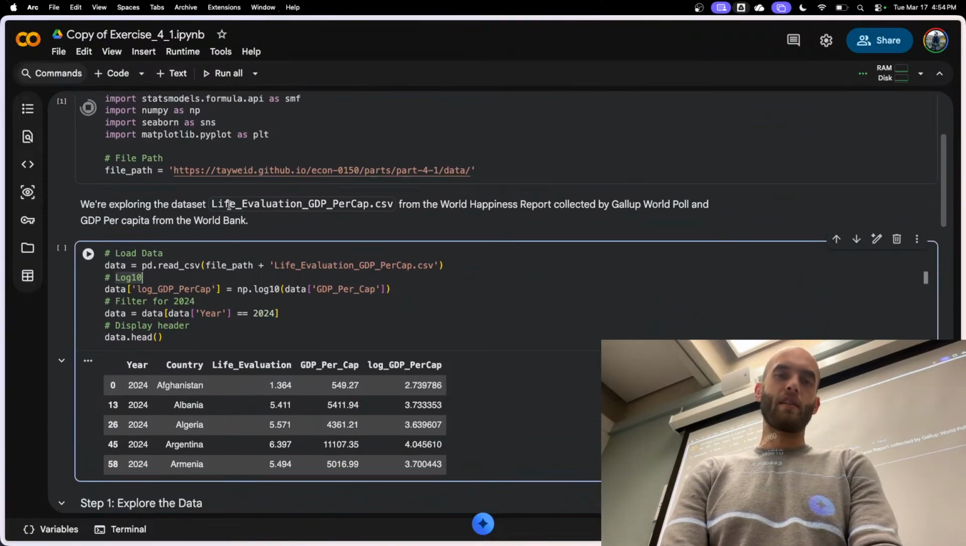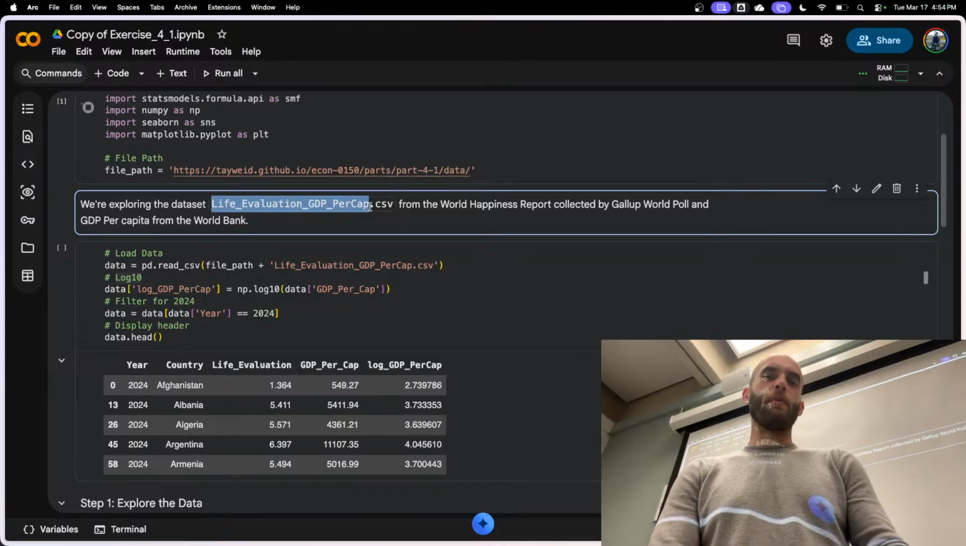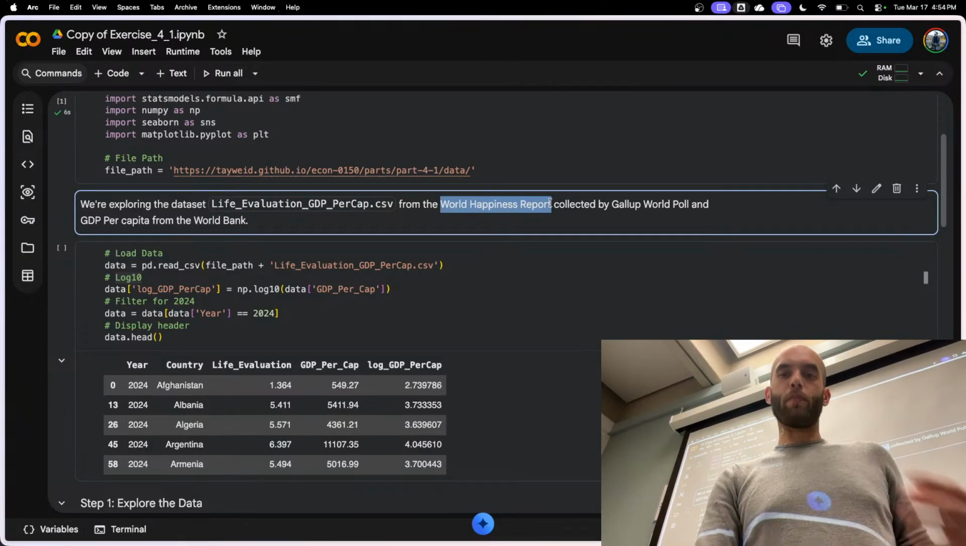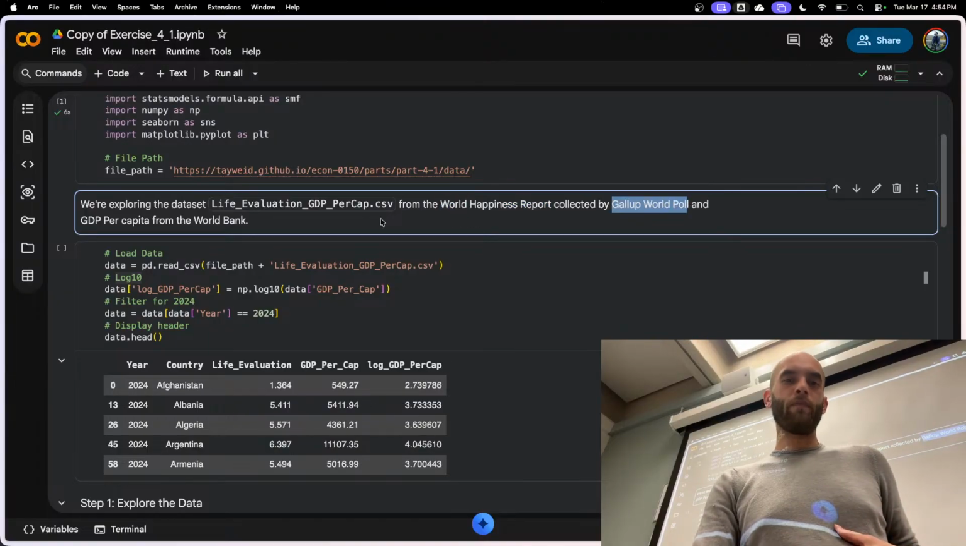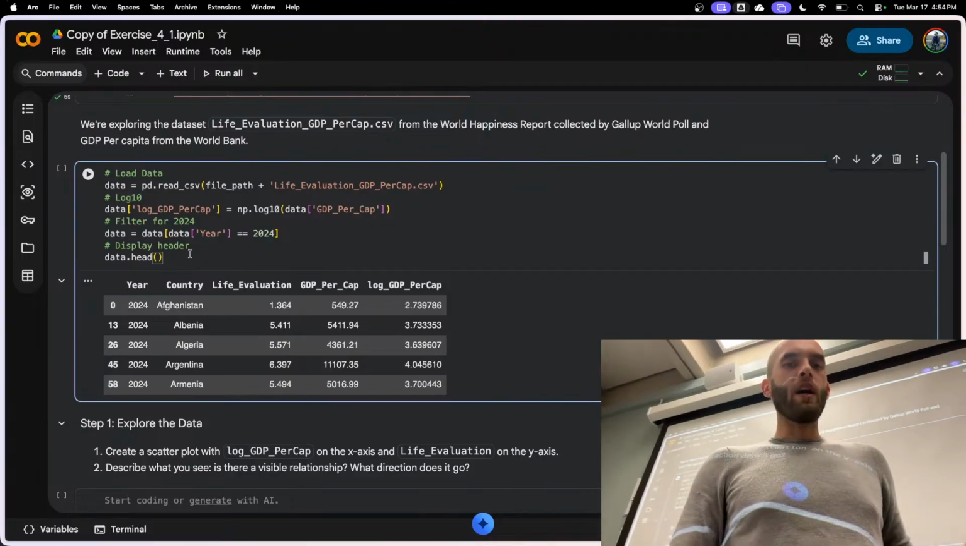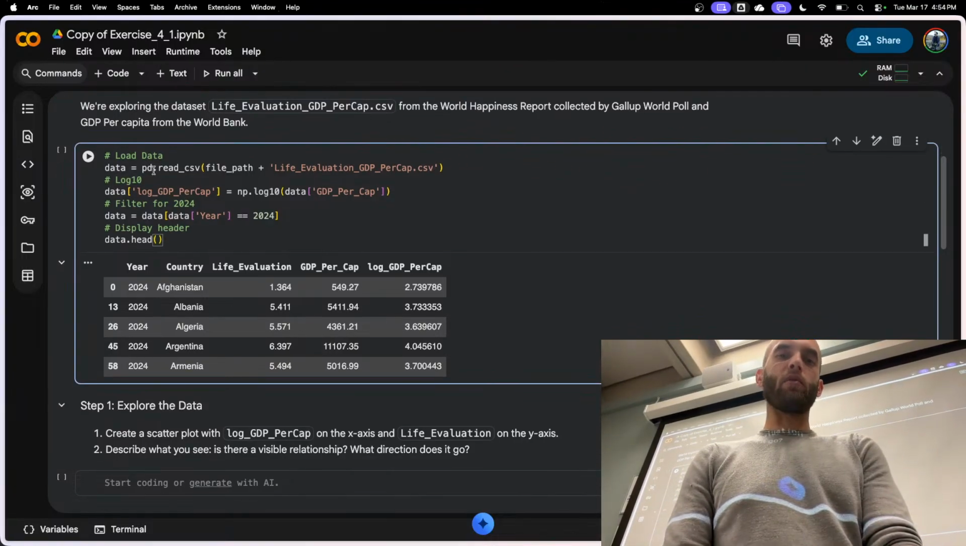So this is life evaluation and GDP per capita. The World Happiness Report is put together by the Gallup World Poll. And then I also have GDP from the World Bank. I did a couple of things here. So this is loading the data set.